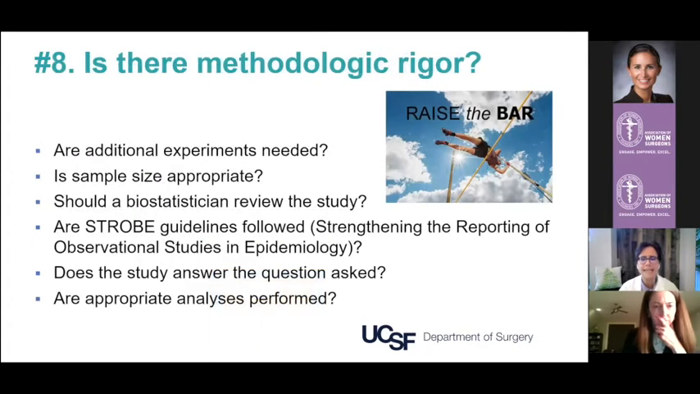Number 8, is there methodologic rigor? So are additional experiments needed if this is basic or translational research? Is sample size appropriate, and is a power calculation provided? We're not asking that you be a biostatistician, though hopefully you have basic analytic skills. If the methodologies presented are beyond the scope of your expertise, it is appropriate to ask for a biostatistician to take a look. Nowadays, the best journals have a biostatistician who is a member of the editorial board who can augment your clinic or scientific opinion.